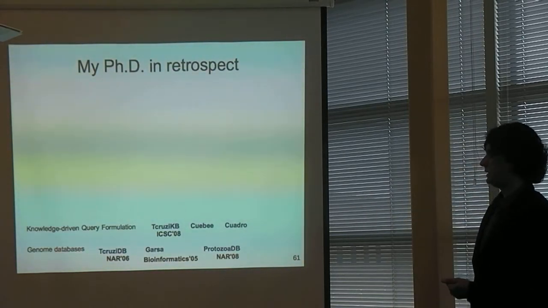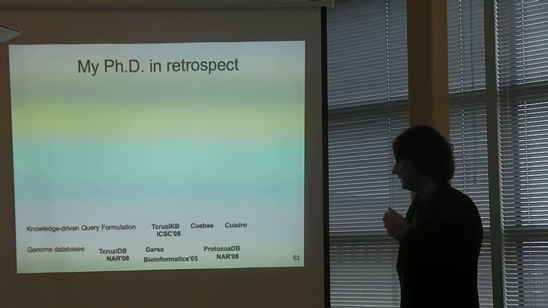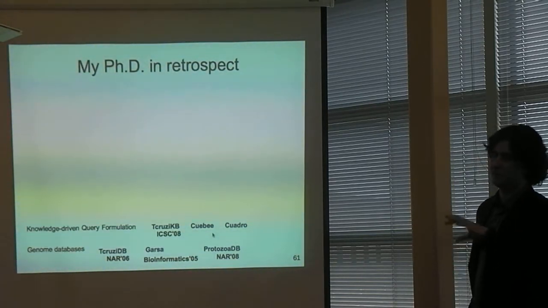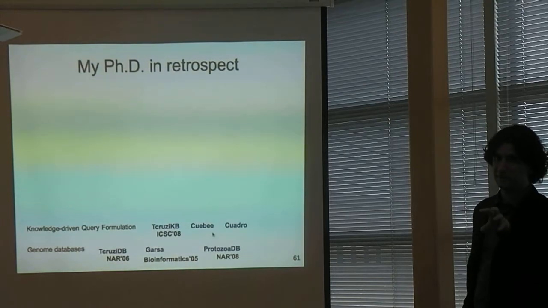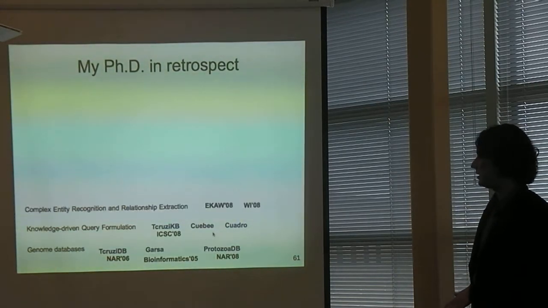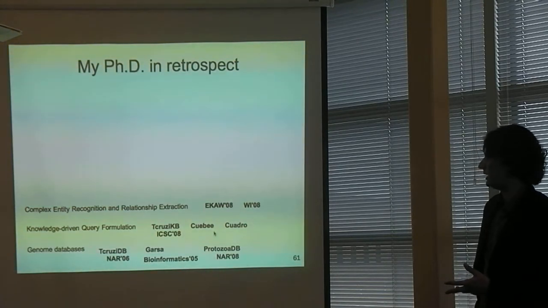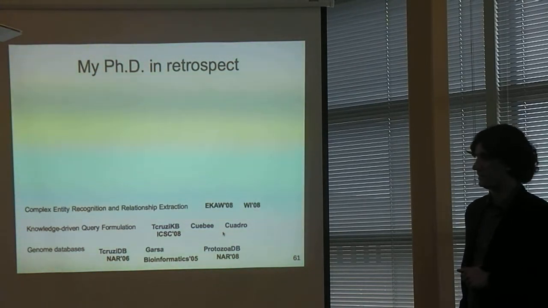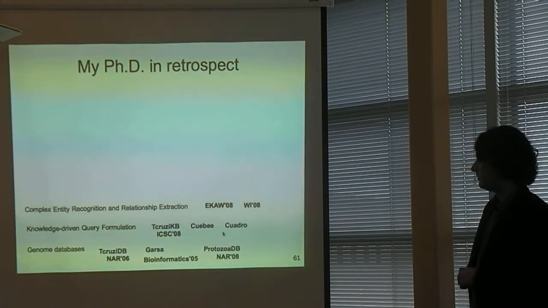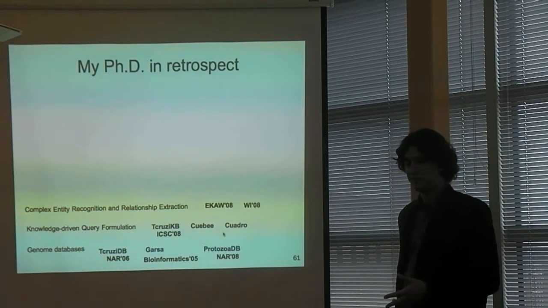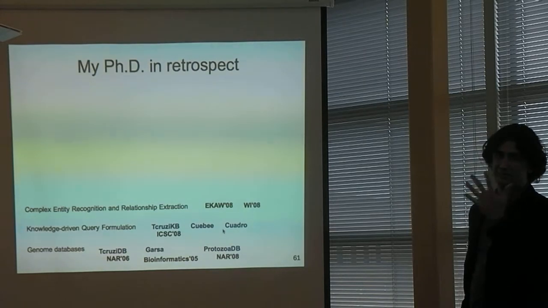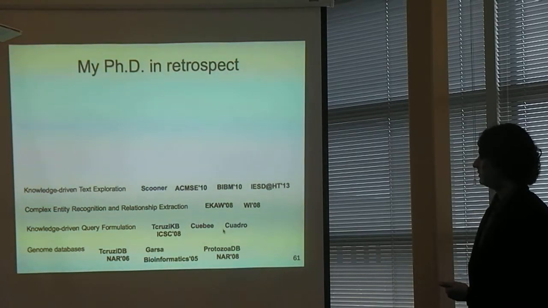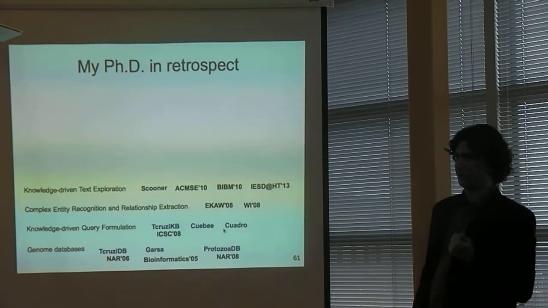Then we figured, well, that's great, but if we really want to cure cancer or, you know, cure some tropical disease, what we really need to do is to complement this with textual information, because a lot of the insight is in the papers, not really necessarily on the genome databases always. So we also worked on complex entity recognition and relationship extraction, and at this time we're already here at Noesis Center. But given all these relationships that we found in these entities, how can we then explore all this mass of information that we have just collected? So I worked on Schooner, a knowledge-driven text exploration, in collaboration with Delroy and others here, Alan.